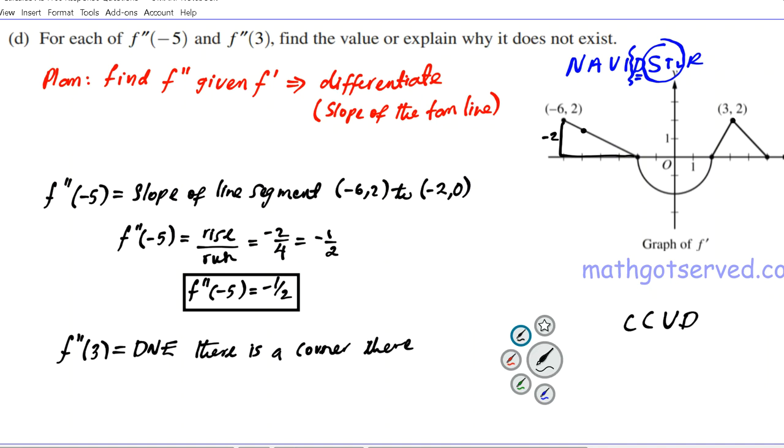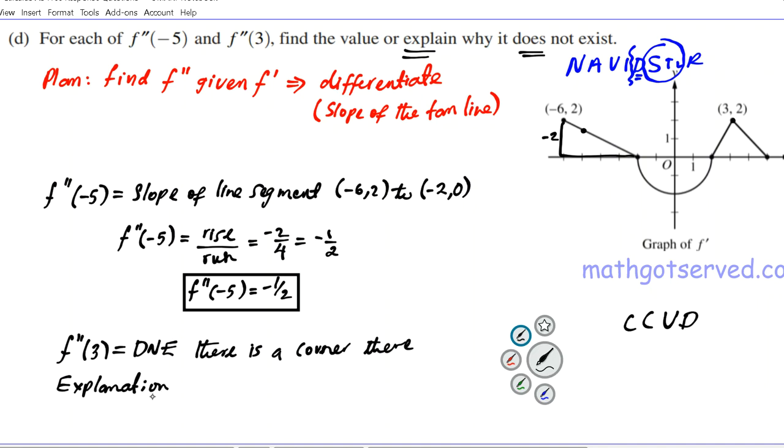All right, but the question asks for an explanation if it does not exist. Saying that it is a corner is not a mathematical explanation as to why the derivative does not exist. So if you want to be as specific as possible, we're going to compare the right and left hand derivatives and show that they're different. If the left and right hand derivatives are different at that point, then we know for a certainty that the double-sided derivative does not exist. Okay, so the explanation is as follows.